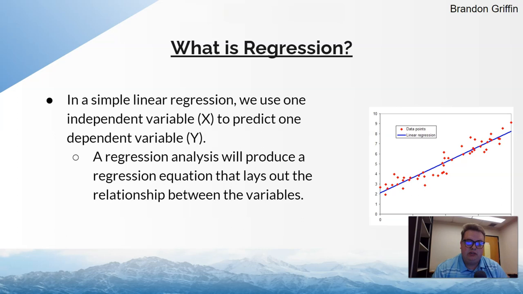So the relationship doesn't curve, it doesn't have any different shapes. It's linear, where in general, as one variable increases, the other's going to decrease, or if one increases, the other one's going to increase. There's no polynomial or curvilinear relationship. This is strictly linear regression. So in a simple linear regression, we use one independent variable, an x variable, to predict one dependent variable, or y variable. And a regression analysis will produce a regression equation that lays out the relationship between the variables.